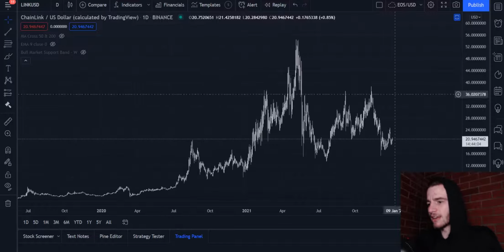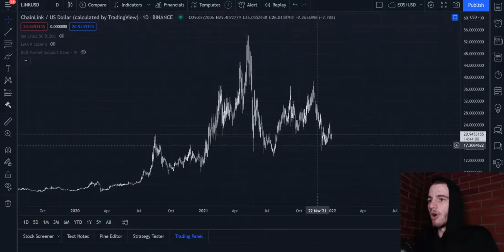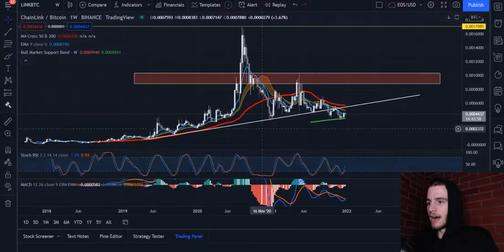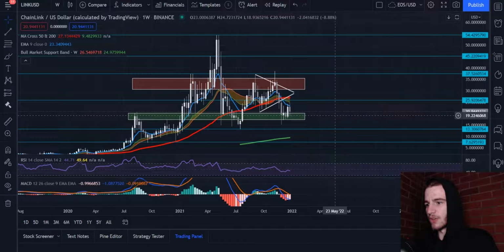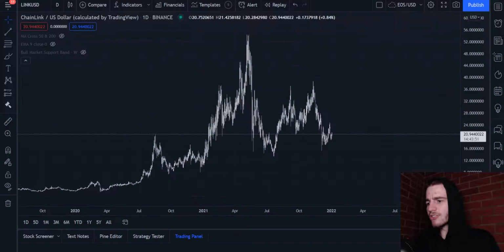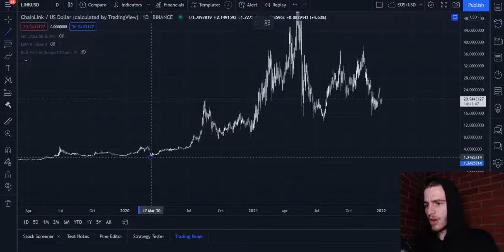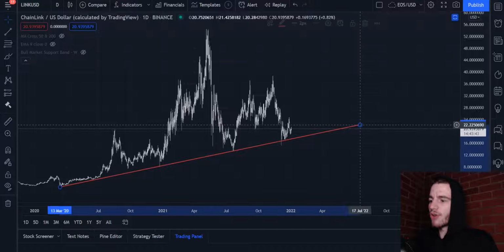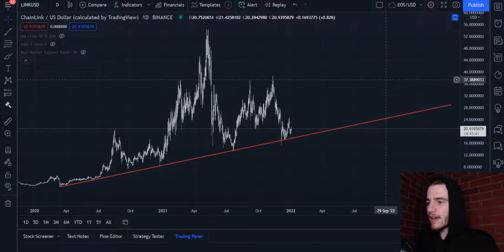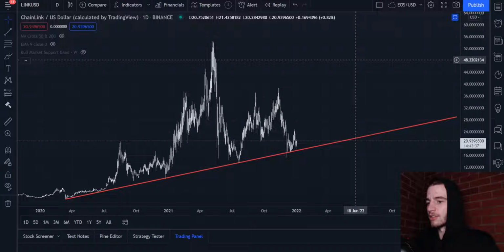What we're seeing on Chainlink is basically an upwards trend. On the weekly chart, we'll look at the upwards trend a little bit more, on the Bitcoin pair as well, and on the weekly chart on the USD pair. But essentially what's going on here is an upwards trend, and we can draw an upwards trending line here on the USD chart, something like this, and you can see that the structure is still very well maintained. We'll keep the line red and make it a little bit thicker so you guys can see it.